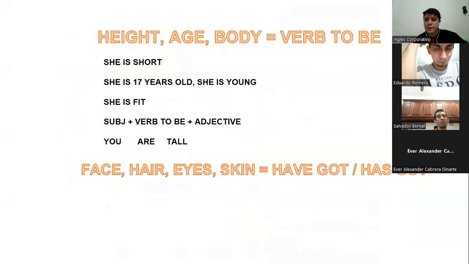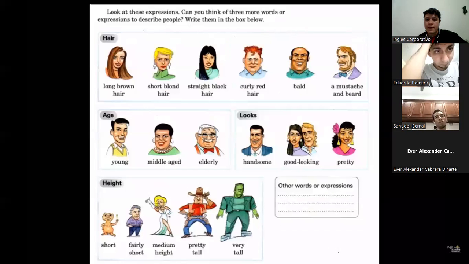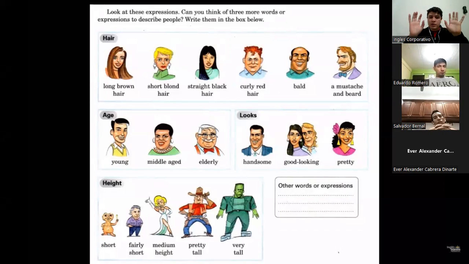Teacher, ¿no se podría ocupar también el very tall en lugar de pretty? Yeah. So, pretty tall means bastante, right? Pero no tanto como very. Very es como más, right? Pretty es como algo alto, es bastante alto. Y very tall es muy alto, right? Él es bastante alto, pero él es muy alto, es más alto que él, right? Very tall. Like this one.